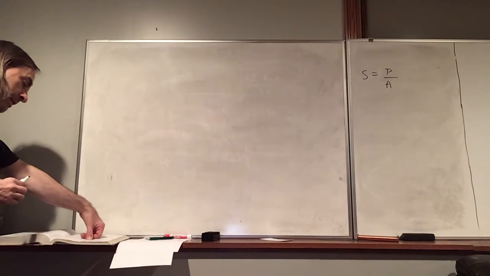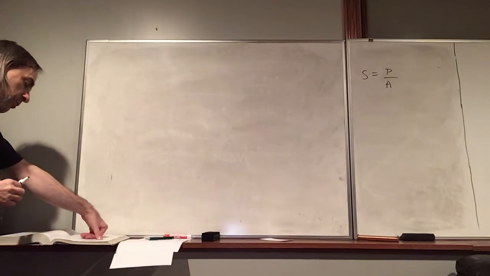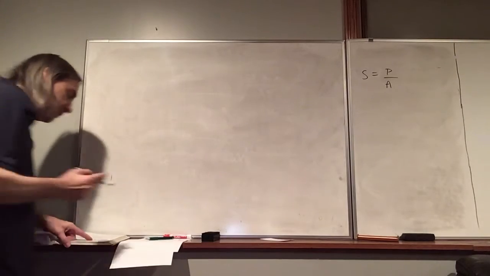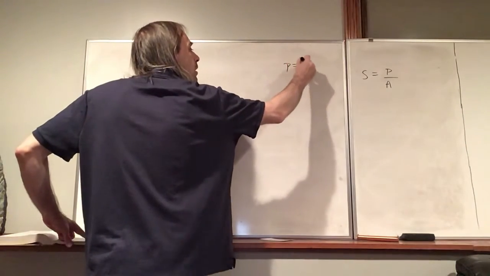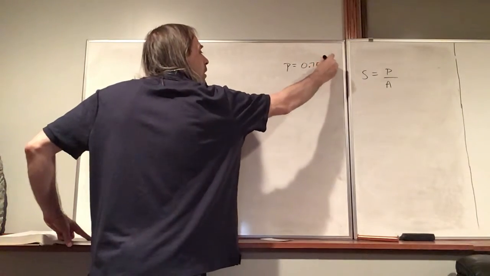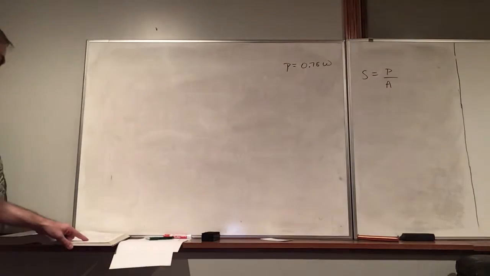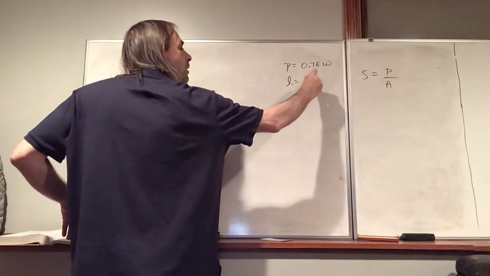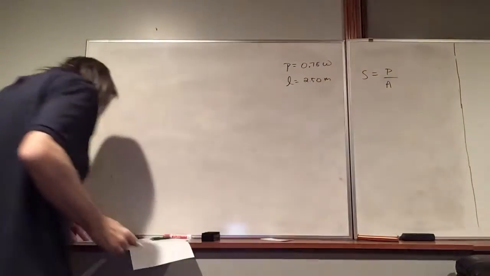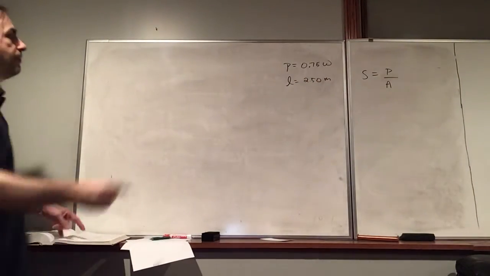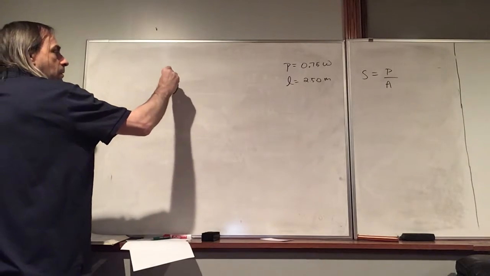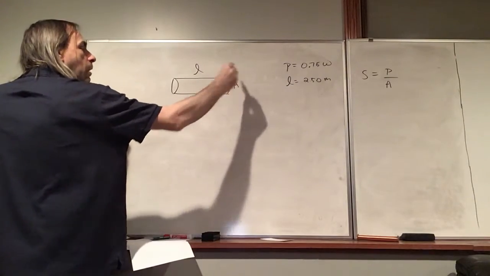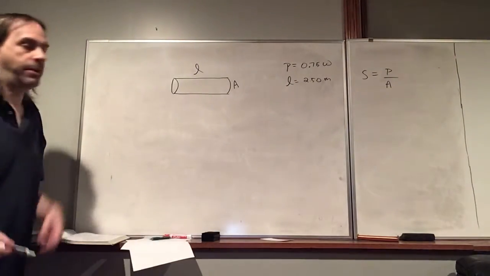It says, an argon ion laser produces a cylindrical beam of light whose average power is 0.75 watts. How much energy is contained in a 2.5 meter length of the beam? So we have this beam of light with a length L and a cross section A, which we are not given.